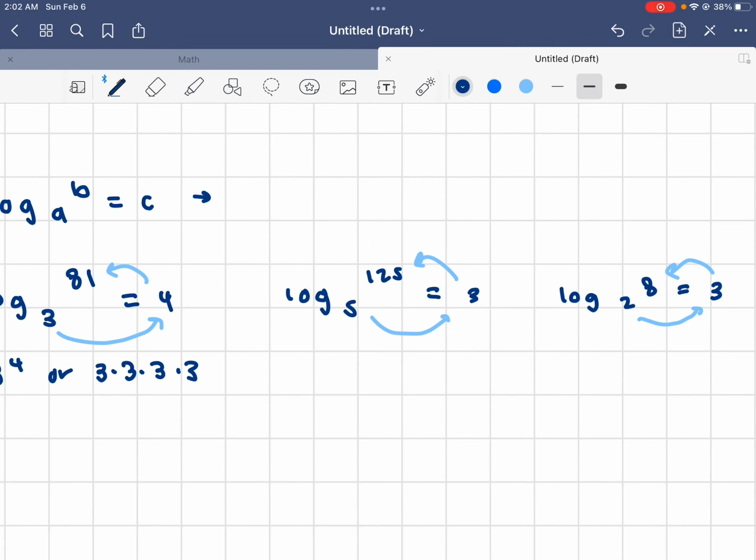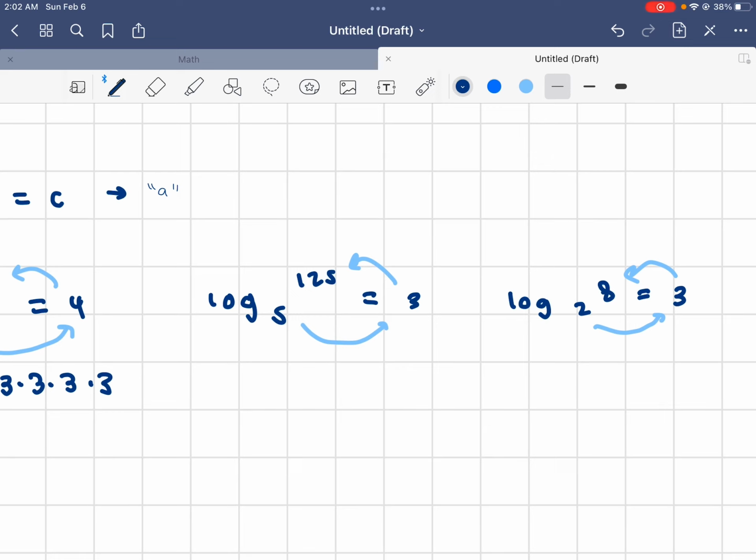So what this tells us, or what we just found, is that A raised to the C power is B, or A^C equals B.